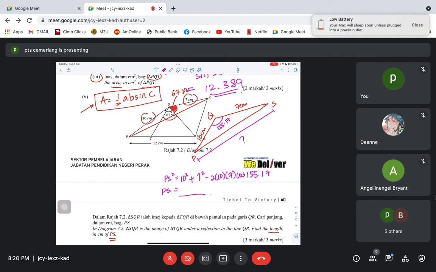16.615, correct. So 16.615, 对了，没有错. Okay. Betul, good job Amber. Okay.